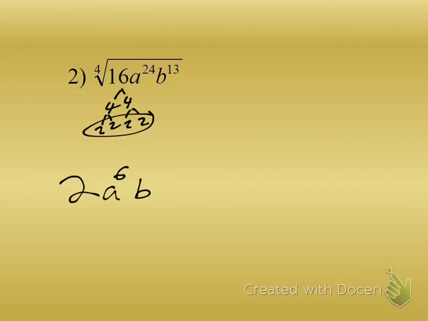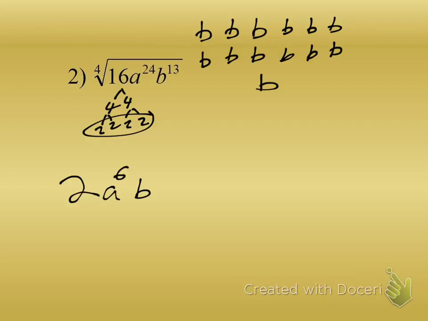I'm going to do this for you one time, because it's a lot of writing and it's extra writing that I don't like. B, B, B, B, B, B, B, B, B, and B. What's our index? 4. So we need 4 in our group. There's 1 group, 2 groups, 3 groups. 4 divides 13 evenly how many times? 3. Hence the 3 groups. So that's your power on B. What's left over? 1 B. B to the first.